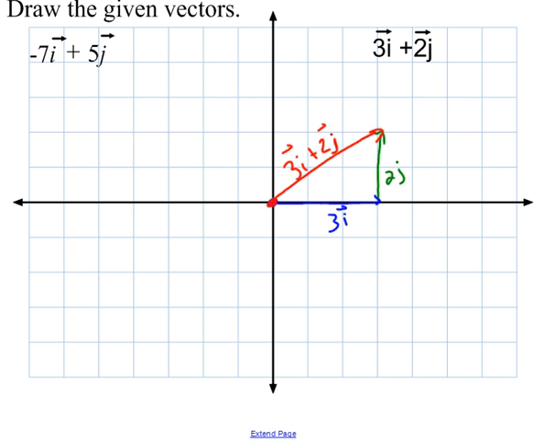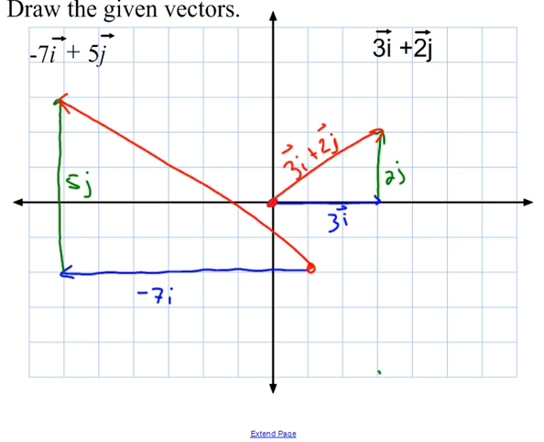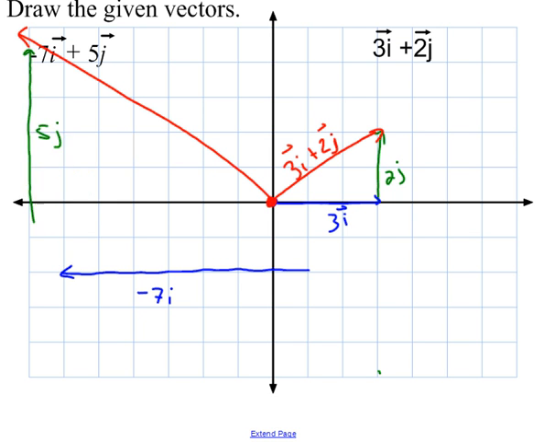Okay. Let's try the second one here. So negative 7I means I have to go 1, 2, 3, 4, 5, 6, 7 units to the left. So this is negative 7I. And then 5J would mean I have 1, 2, 3, 4, 5. And if I add them, I move head to tail, and so my resultant vector would be that length there. A lot of times we do position them so they are at the origin, and we will look at that later so we can start to look at their angles. It's somewhat helpful to put them at the origin, but it doesn't have to be done.